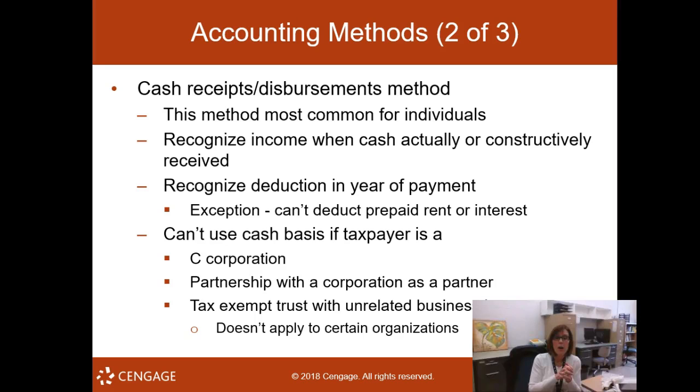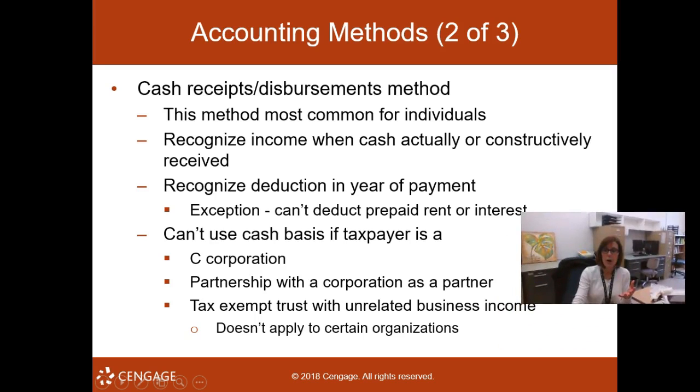So if we are operating on a cash basis, what we're doing is recording our cash as income only when we receive it. So if we do work and we bill a customer for that work, we're not recognizing that revenue until the customer actually pays us for it.